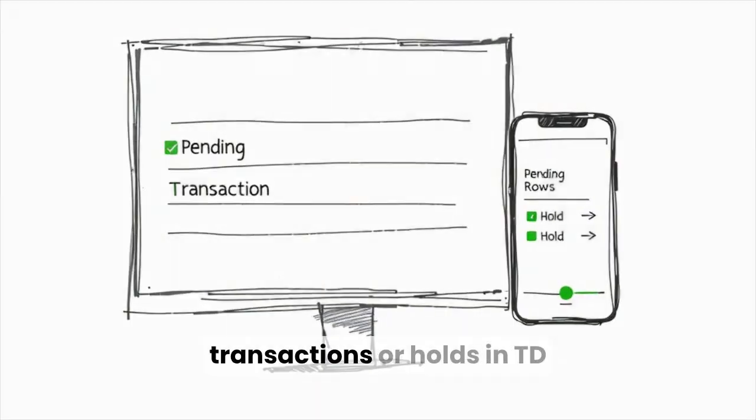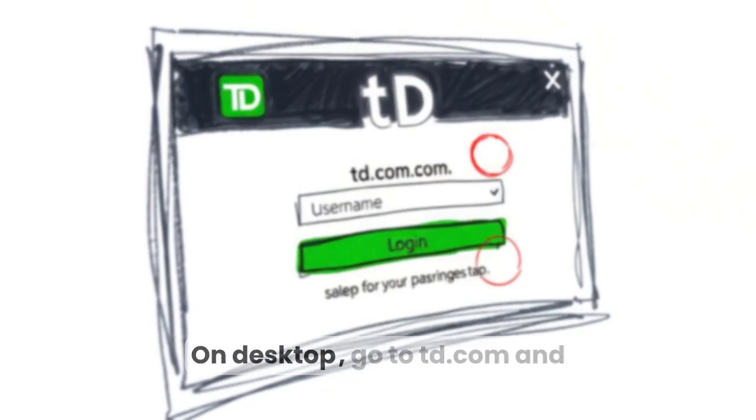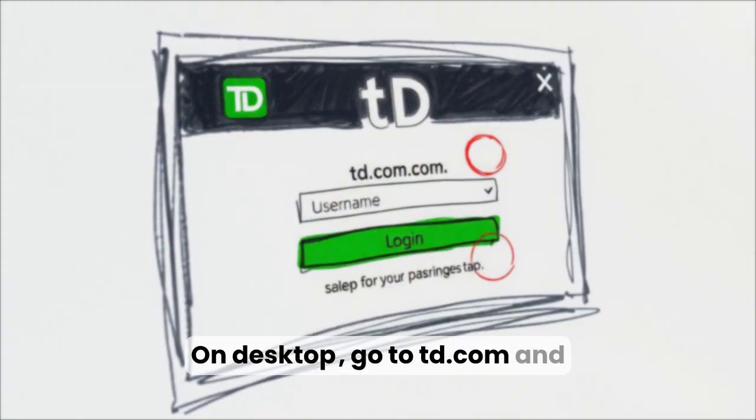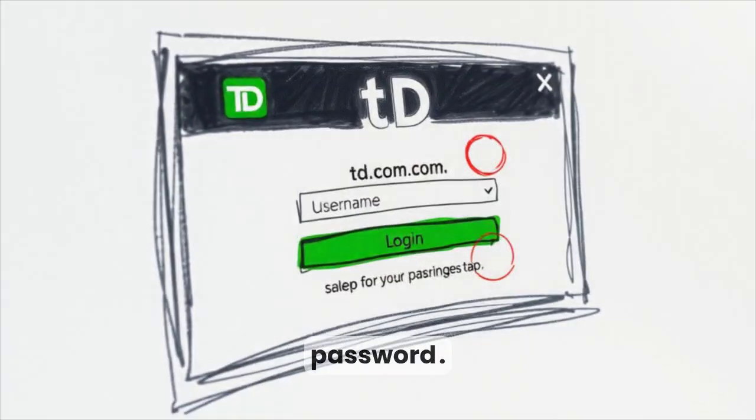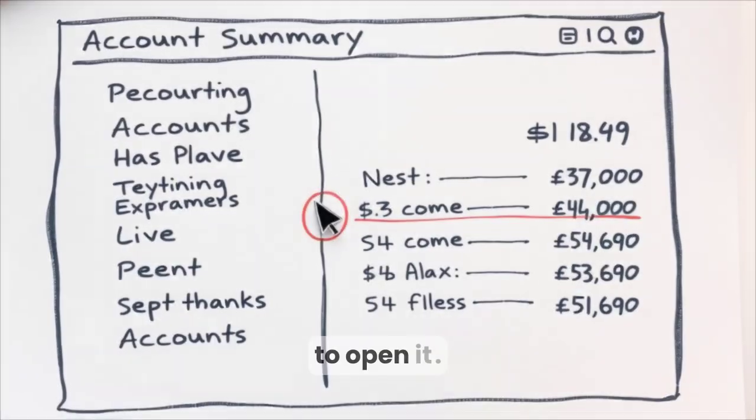Need to check pending transactions or holds in TD Bank? Here's how, quickly. On desktop, go to td.com and sign in with your username and password. From Account Summary, locate the account you want and click to open it.